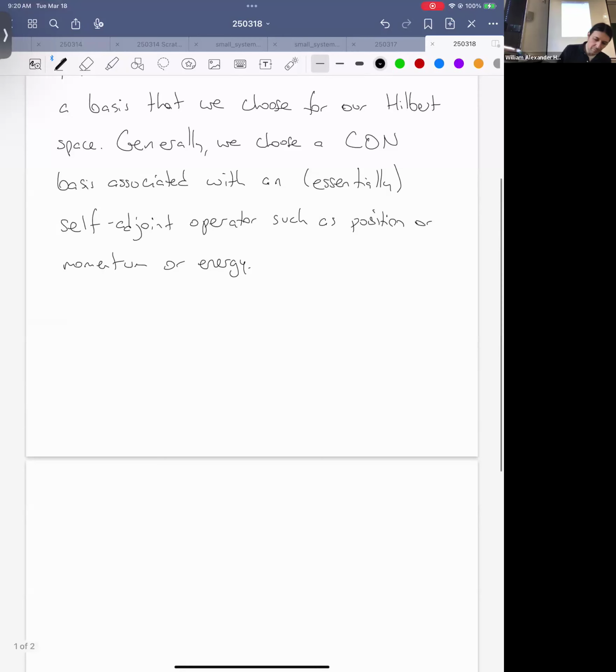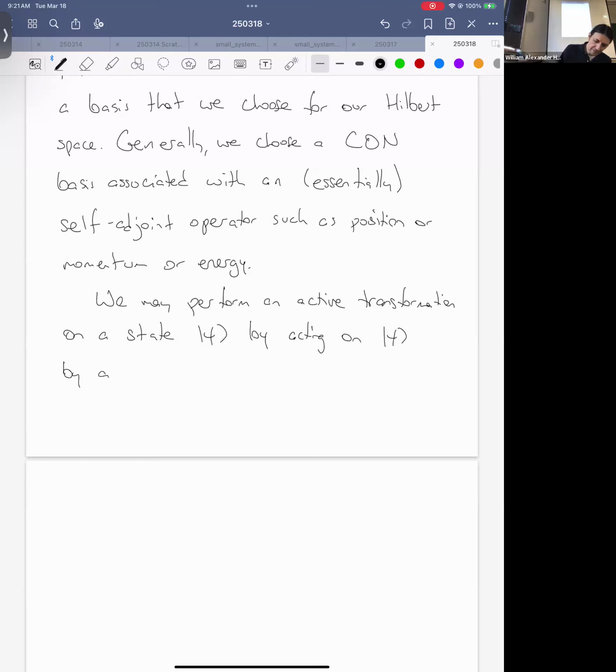So we may perform an active transformation on a state psi, say some psi ket, by acting on that psi ket by a linear unitary operator, or anti-unitary, but for our class, a linear unitary operator representation of a symmetry transformation.